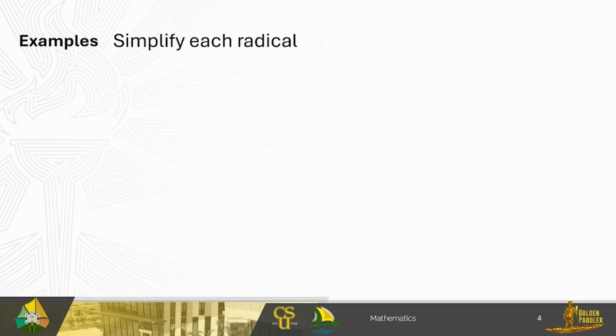For example, simplify each radical. Square root of 50. So first we have to factor the radicand, which is 50 is 25 times 2. Apply the law of radicals for the product. So this is the square root of 25, but 25 is 5 squared, so the answer is 5 square root of 2.